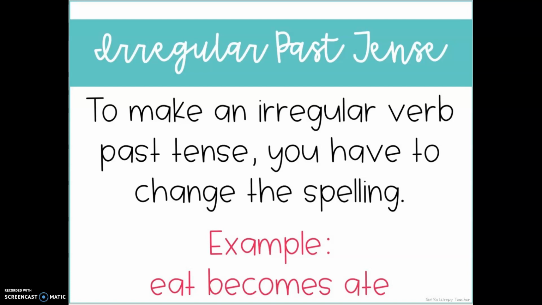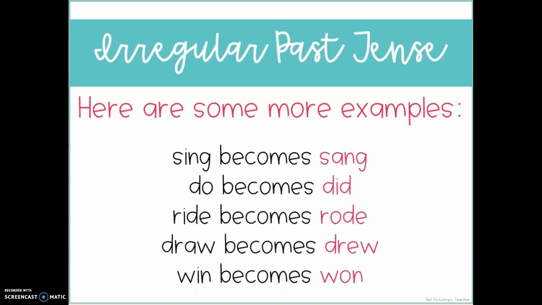For example, eat becomes ate. Here are some more examples of irregular past tense verbs. Sing becomes sang. Do becomes did. Ride becomes rode. Draw becomes drew. And win becomes won.